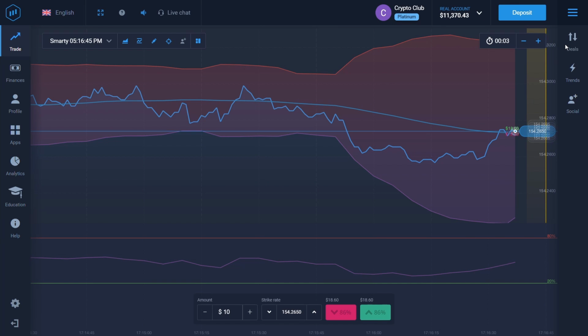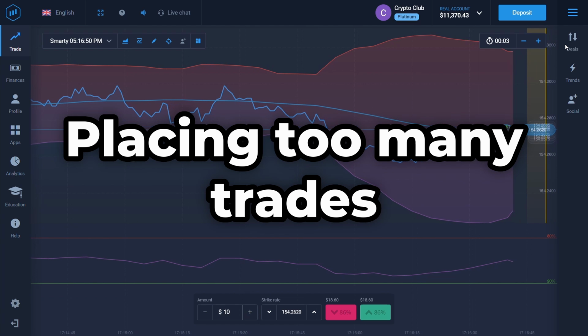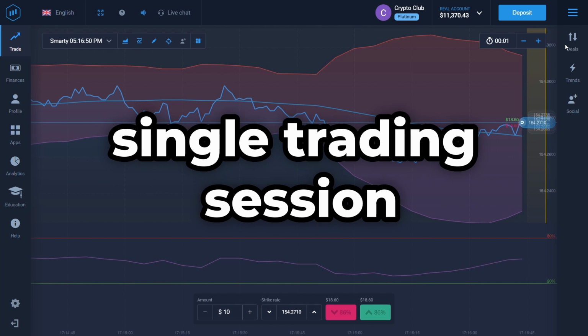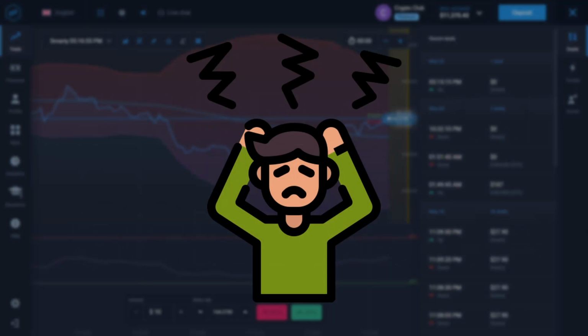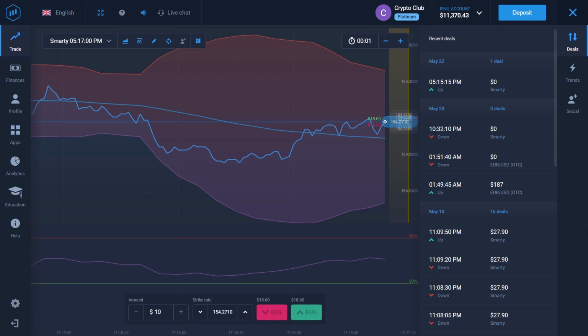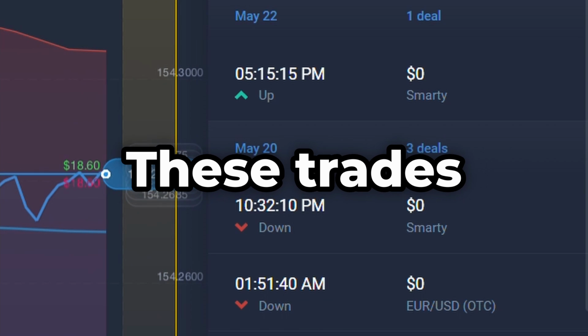Another crucial mistake most beginners make is overtrading. This means placing too many trades within a day or a single trading session. Overtrading mostly happens with a losing streak while trading. Whenever someone loses their trades again and again, they try to earn back the lost money by placing even more trades. However, most of the time, these trades end up failing as well.